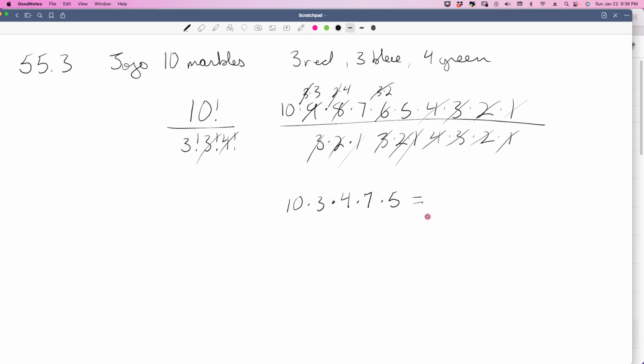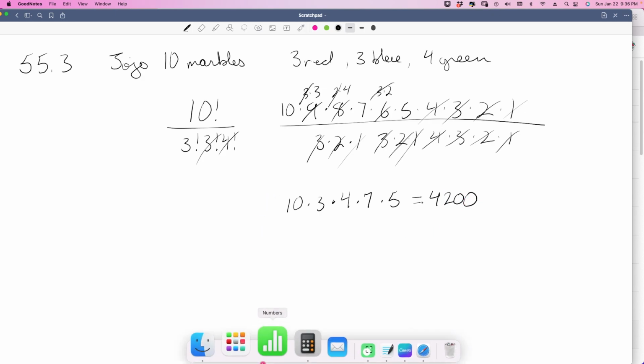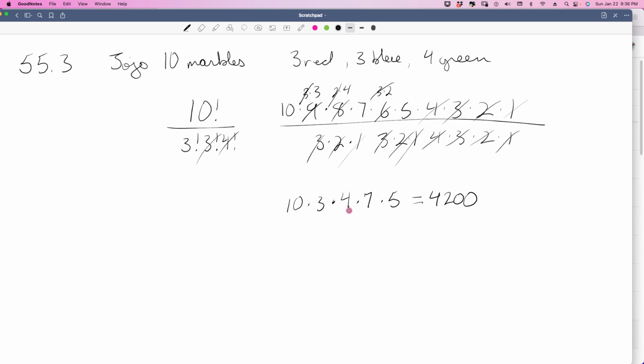And that is going to equal 4,200. So that'd be 30 times 4 is 120, times 7 is 840, times 5 is 4,200. So that is how many distinguishable permutations that we could have with 10 marbles, 3 red, 3 blue, and 4 green. Does it make sense the way I factored all those out?